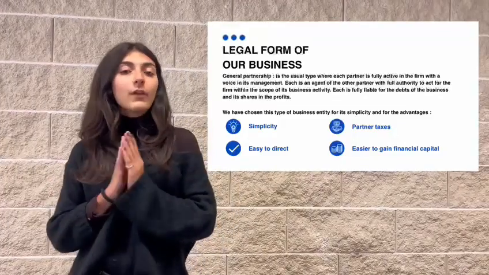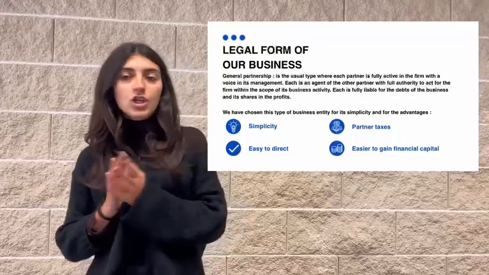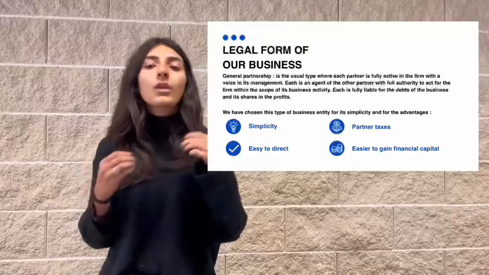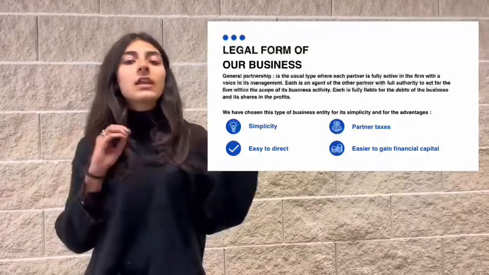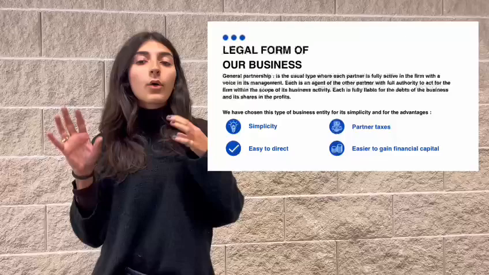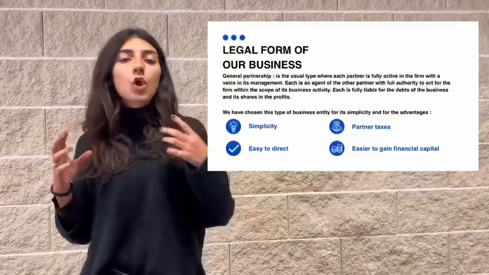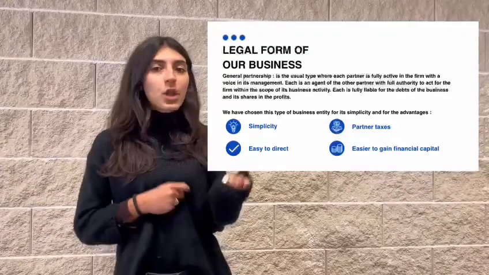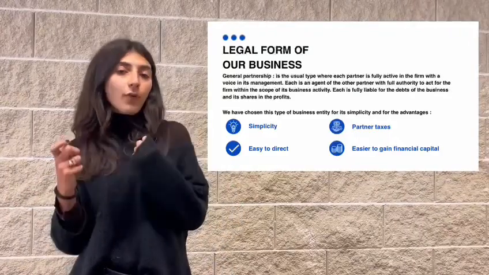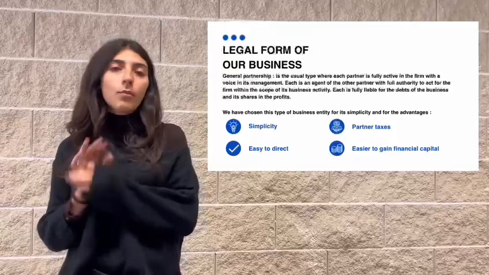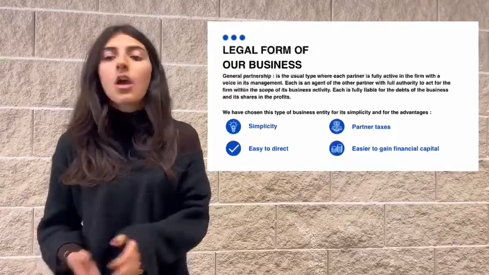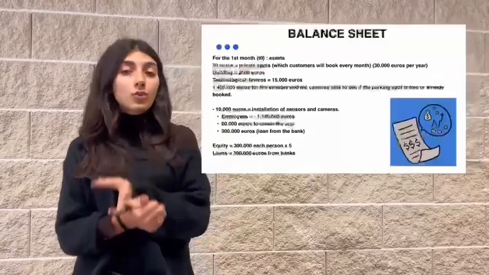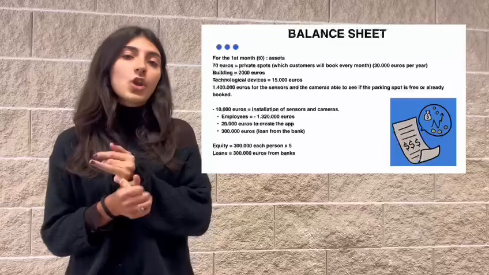We can define the legal form of our business as a general partnership, which is the usual type where each partner is fully active in the firm with a voice in its management. Each is an agent of the other partners with full authority to act for the firm within the scope of its business activity. Each is fully liable for the debts of the business and shares in the profit. We think that this could be the better legal form for these advantages: its simplicity, the characteristic of partner taxes, it is easy to direct, and it's easier to gain financial capital.